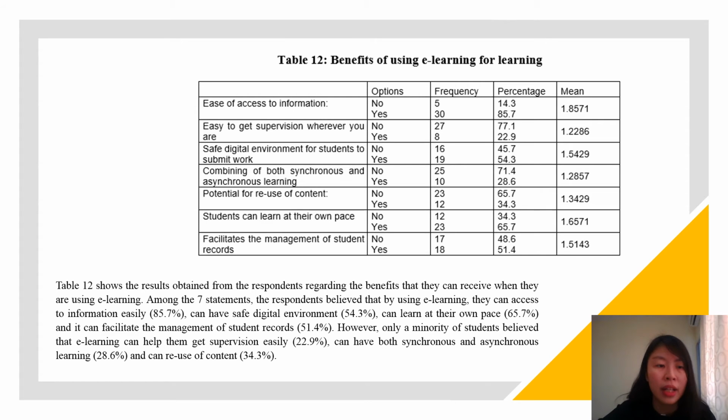And when we go to item number 12, Table 12 shows the result obtained from the respondents regarding the benefits that they can receive when they are using e-learning. Among the 7 statements, the respondents believe that by using e-learning, they can access information easily, which is 85.7%, can have a safe digital environment, about 54.3%, and about 65.7% can learn at their own pace. And it can facilitate the management of student records, about 51.4%.